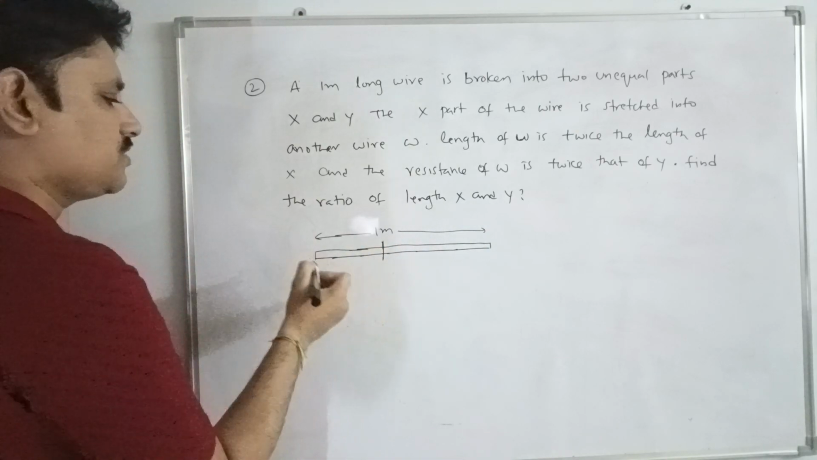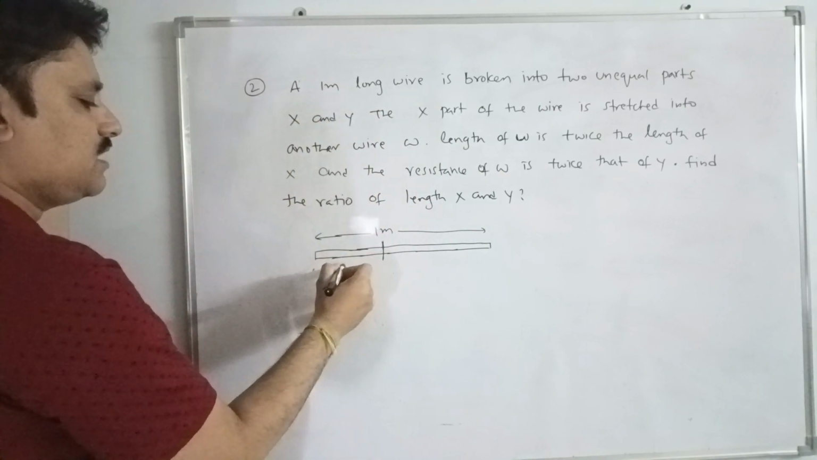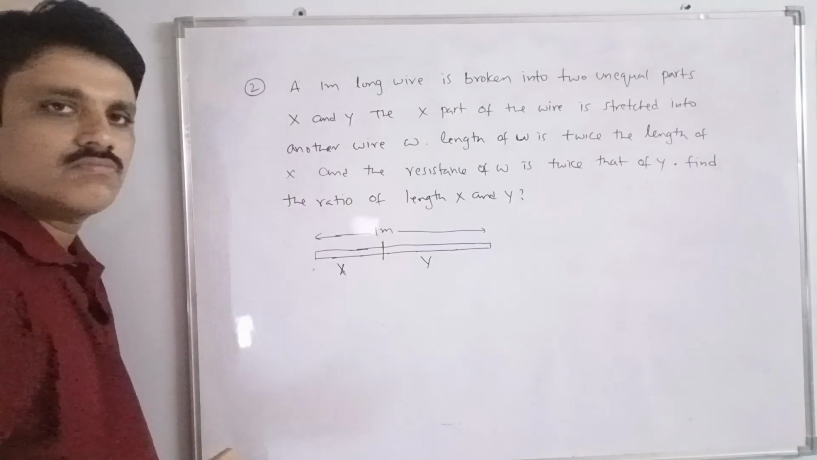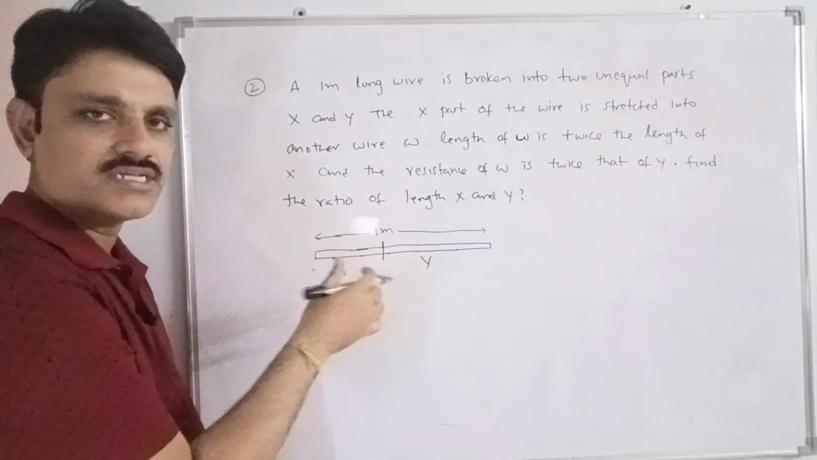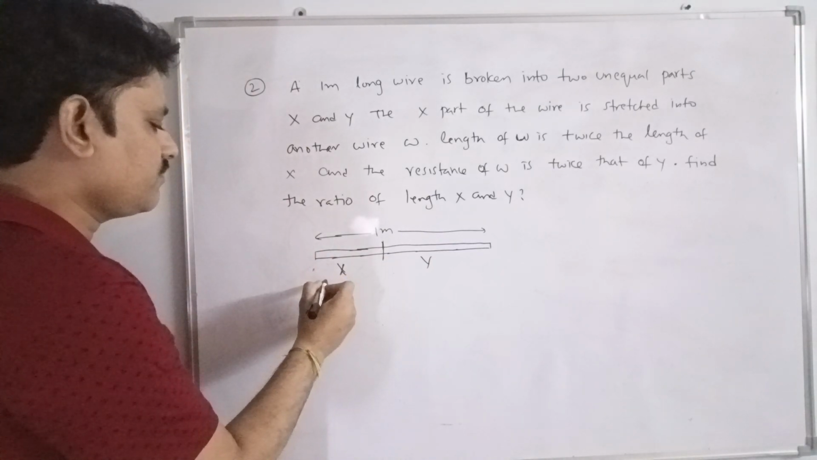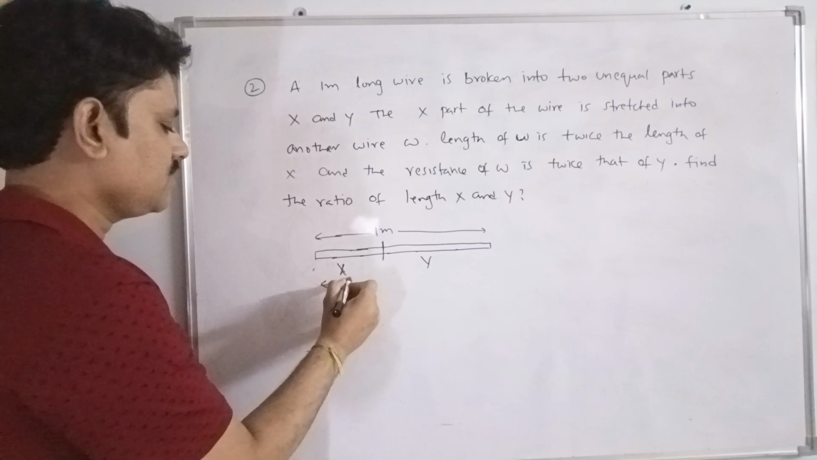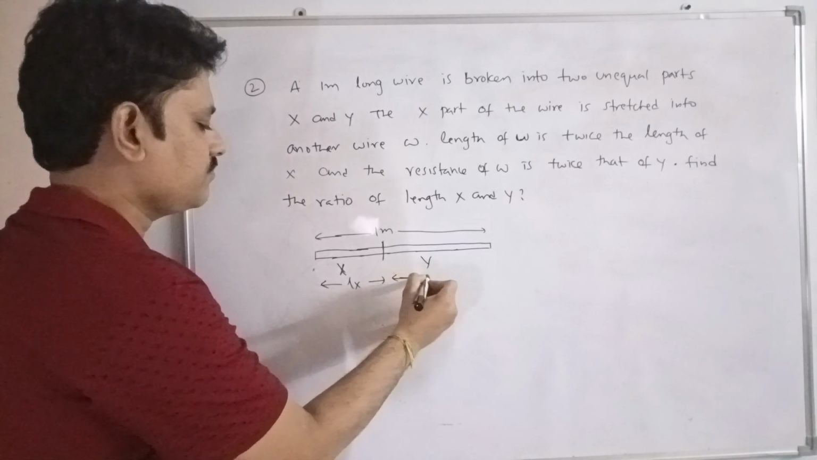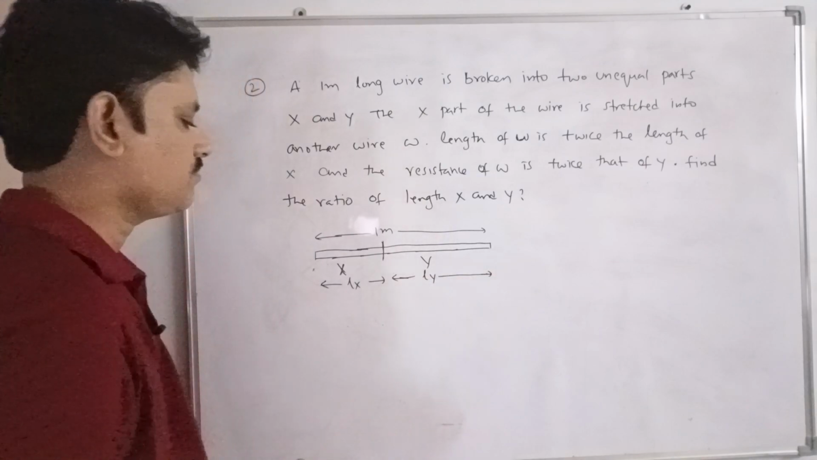Let us suppose this is the first part and this is the second part, and these two parts are X and Y. So two unequal parts: the first part is X, another part is Y, and let us suppose the length of the part X is Lx, and the length of the part Y is Ly.